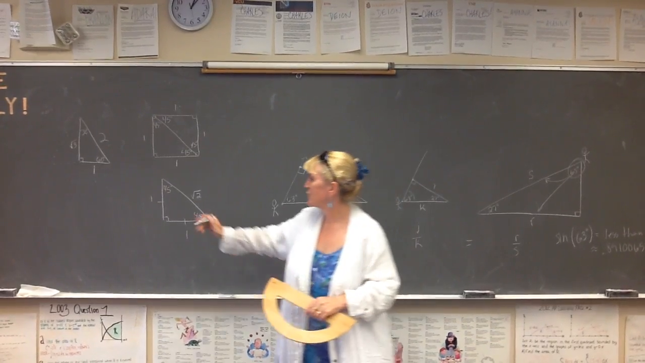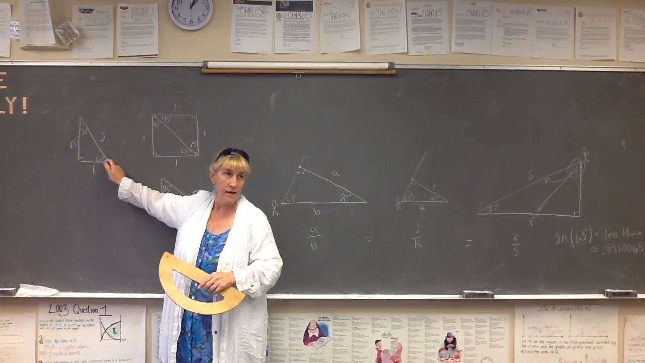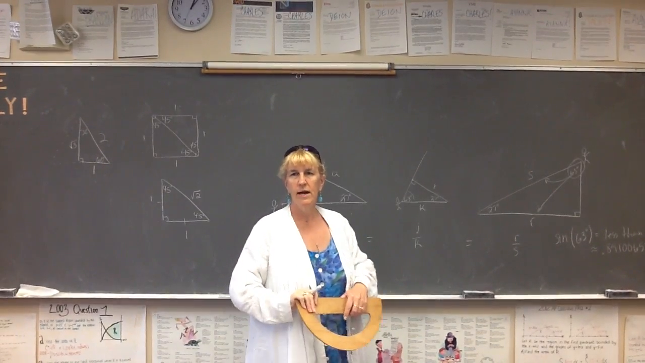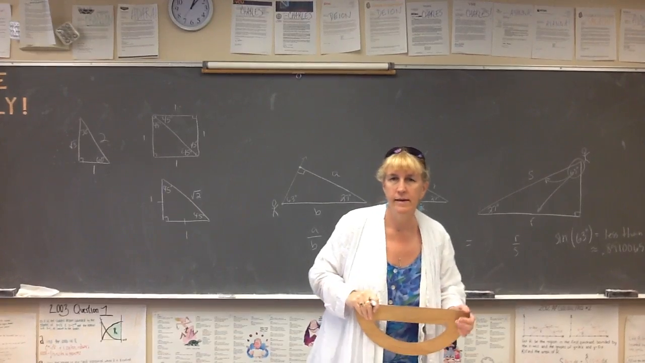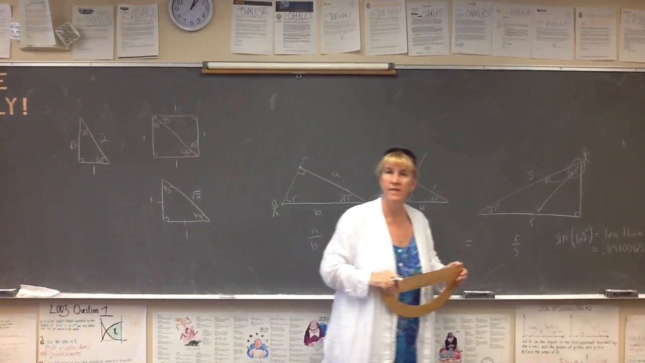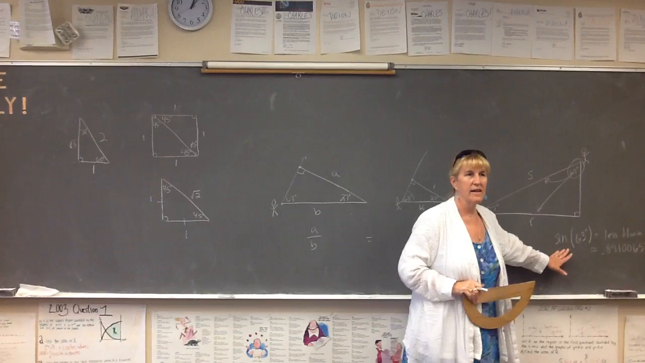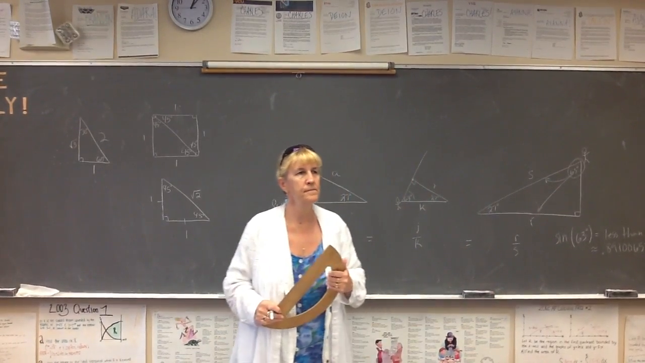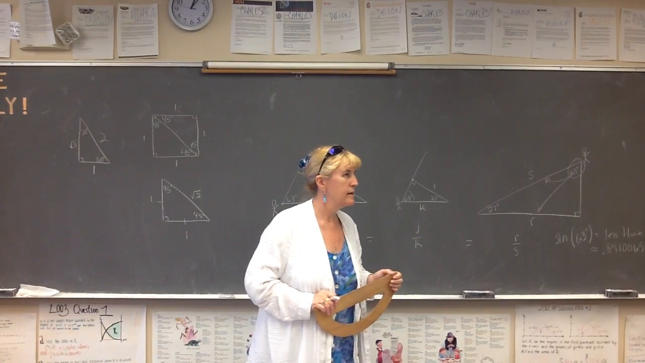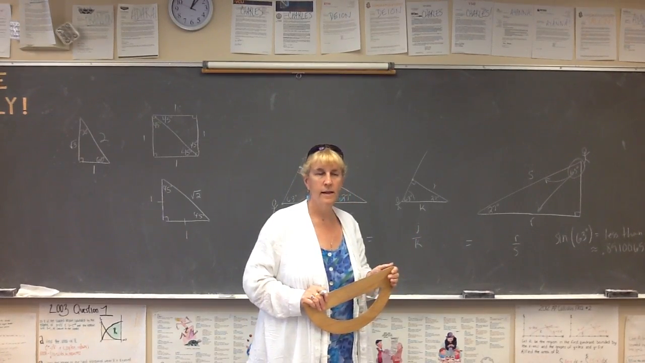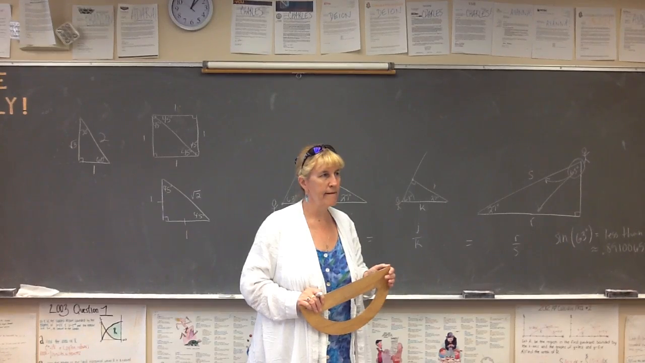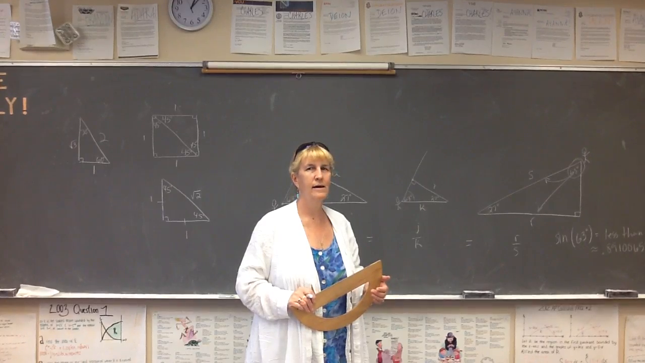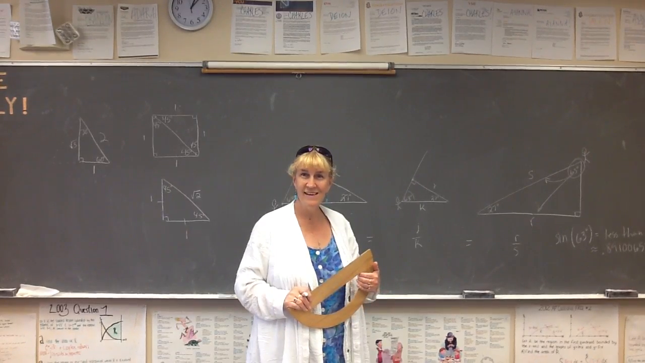Okay, now that's true only in your 30, 60, 90 triangle. So I need a thinker. You're my thinker. Why is the sine of 63, according to all these pictures, always going to be less than 1? Edie? Because the leg that you're comparing is smaller than the hypotenuse, when you divide that by a bigger number. Does that make sense?